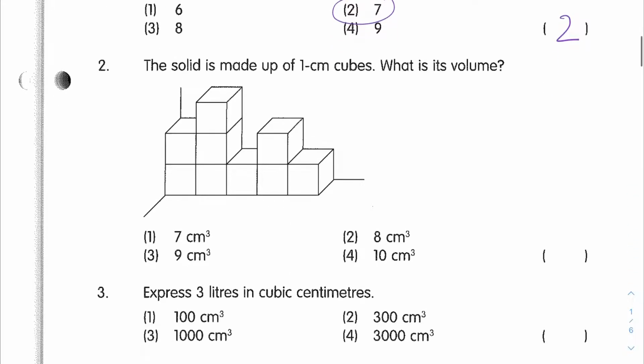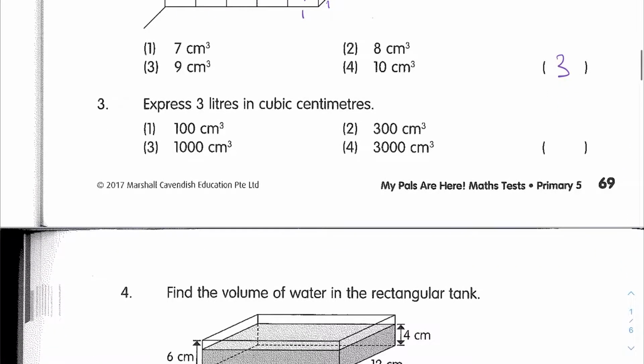Question 2. What is the volume of this cube? 1 cm cube means each cube is 1 cm by 1 cm by 1 cm. So the volume is 1 cubic centimeter. So the volume would be 1, 2, 3, 4, 5, 6, 7, 8, 9 cubic centimeters. Question 3. 3 liters would be 3,000 milliliters, which is also 3,000 cubic centimeters. So the answer is 4.